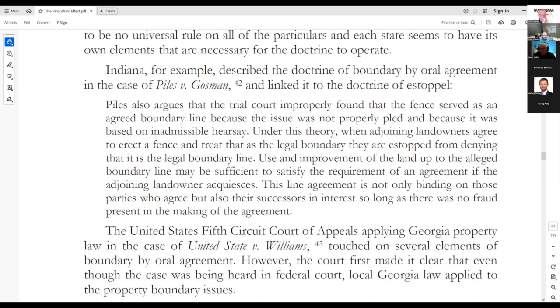Use and improvement of the land up to the alleged boundary line may be sufficient to satisfy the requirement of agreement if the adjoining landowner acquiesces. This line agreement is not only binding on those parties who agree, but also their successors in interest, so long as there was no fraud present in the making of the agreement. And so I think that's the big kicker when we talk about this, the no fraud. It was done in good faith by both parties.